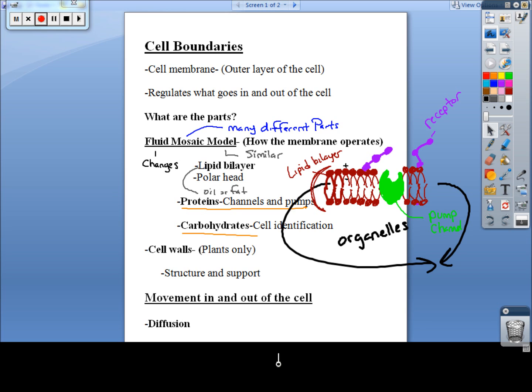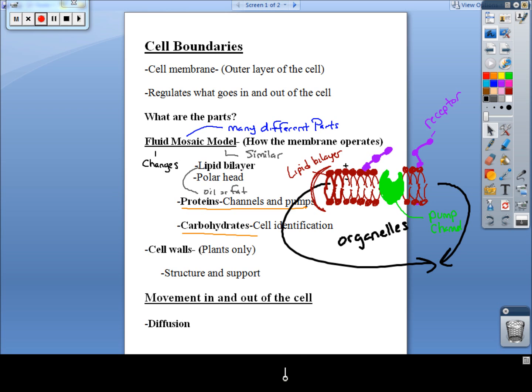Now, any kind of movement in and out of the cell, we have some basic ways that's accomplished. One of them is diffusion. And diffusion is the movement of particles from a high concentration to low. So if we add that concentration, it's always going to be that way. Wherever there's a whole bunch of something in the cell and a little something on the other side, the high is going to want to go to the low. Now, we talked back here about pumps.